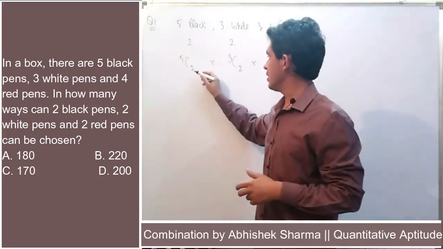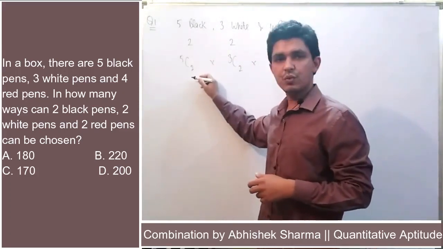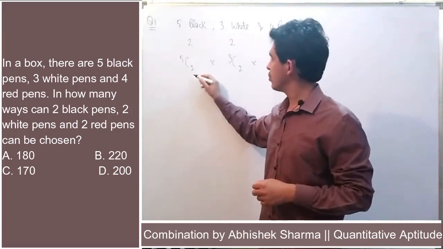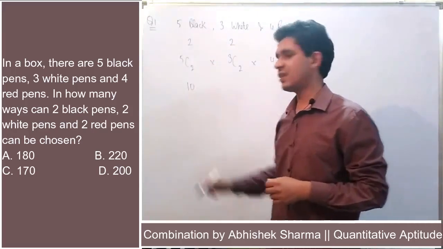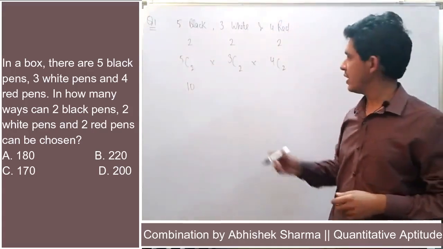So this can be written as 5 by 2 multiplied by 4. So this can be written as 10.